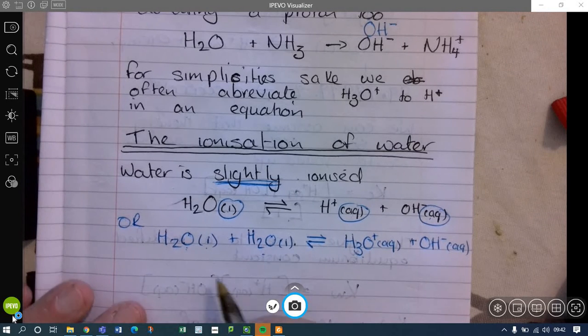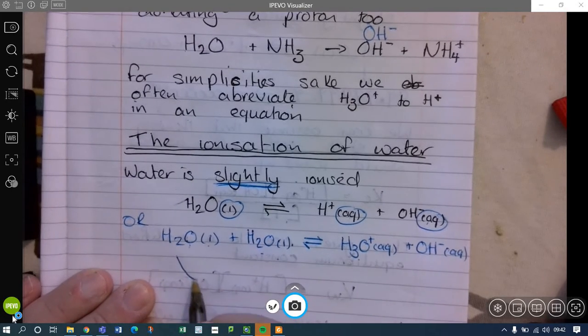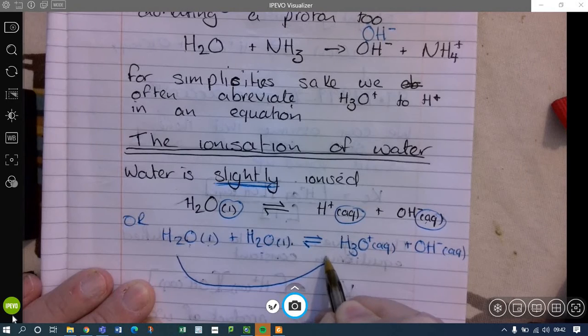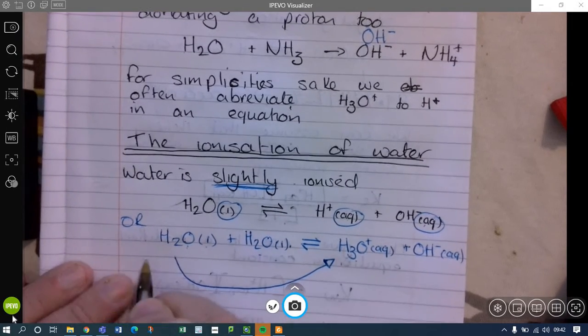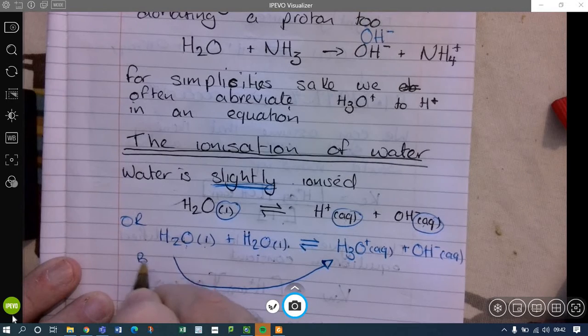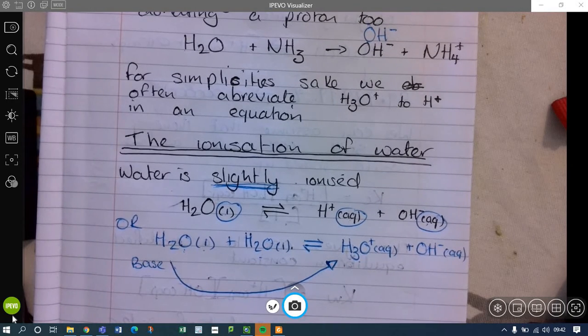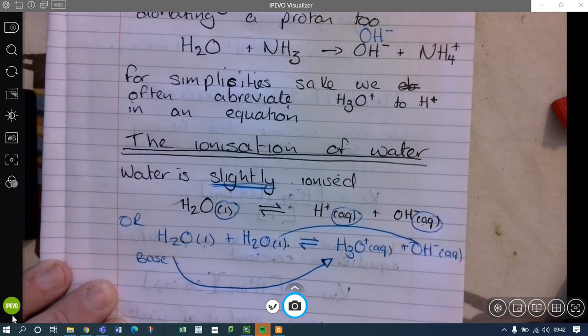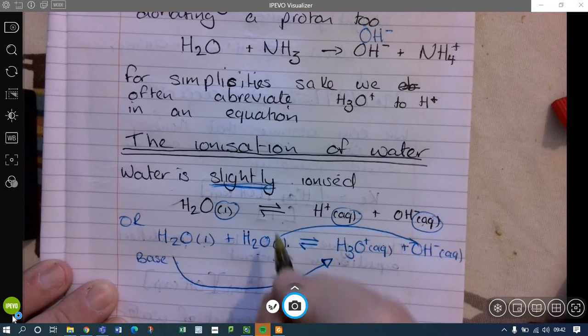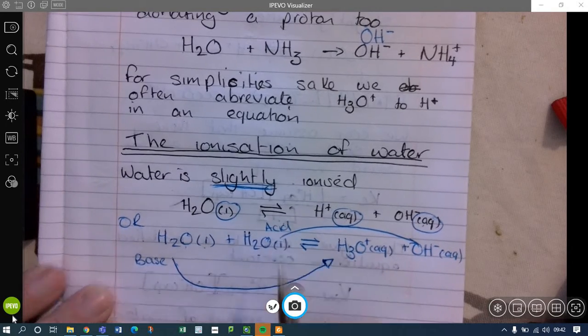However, what is actually happening is this water molecule is accepting a proton to become the H3O+ ion. Because this molecule is accepting a proton, it's acting as a base. This one is donating a hydrogen, a proton, and is dissociated into the OH-. So this one is acting as an acid.